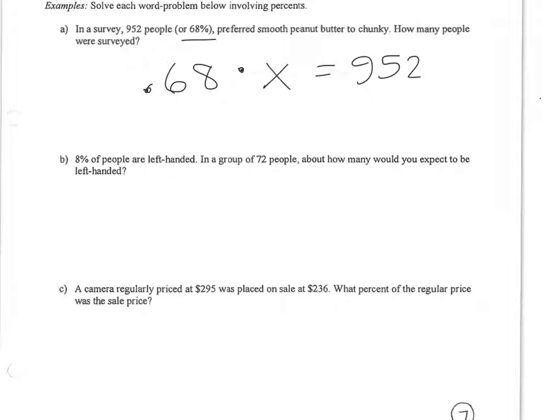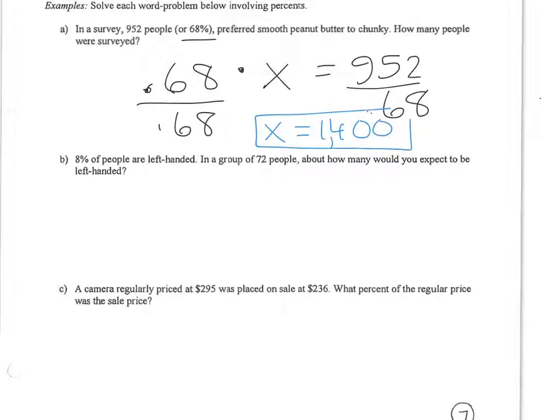So 68% of the people surveyed is 952. So now I'm going to solve for x. So I divide both sides by 0.68. So 952 divided by 0.68 is 1,400. So x equals 1,400. So 68% of 1,400 is 952. That makes sense. Next question.